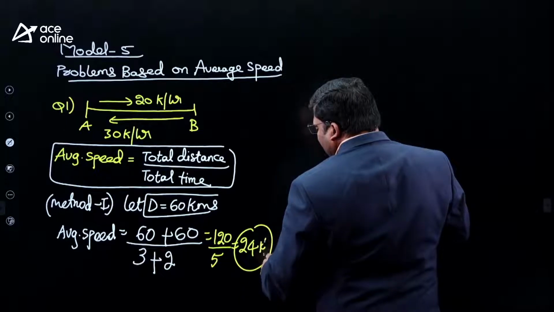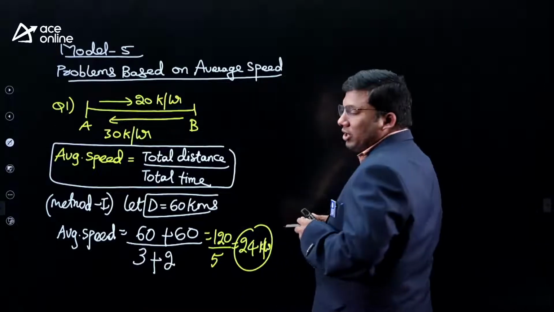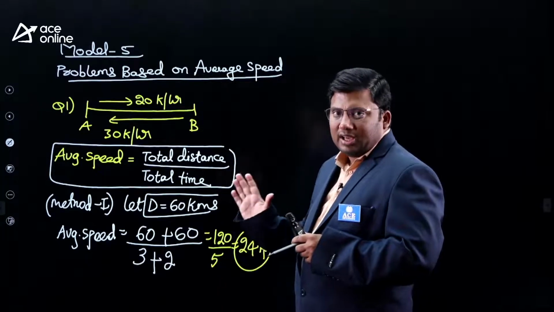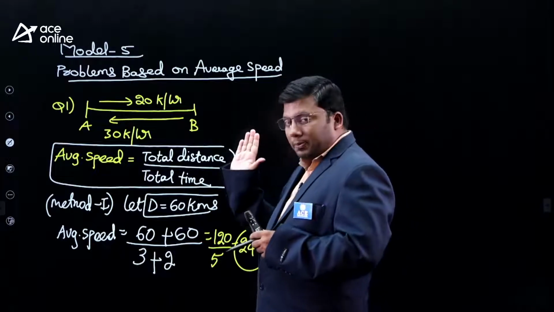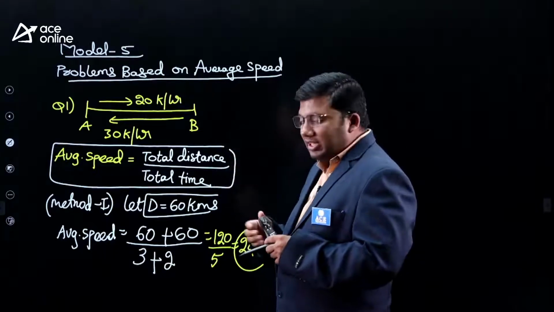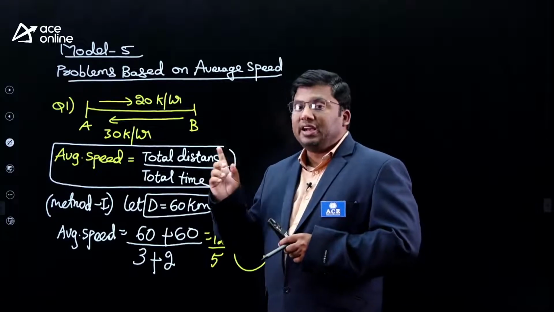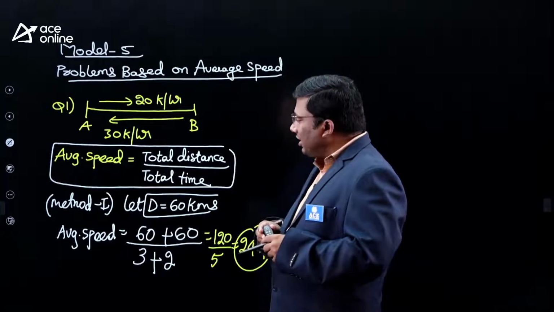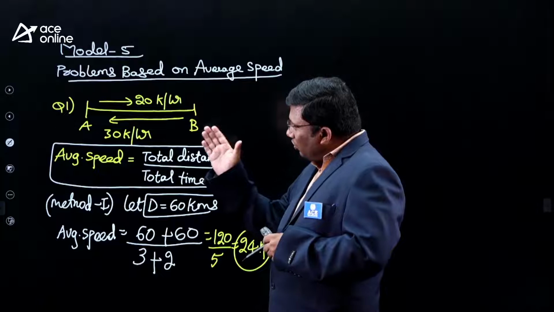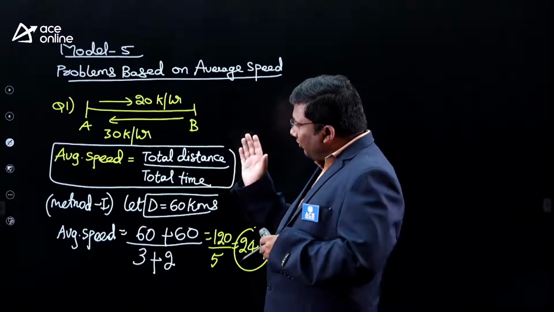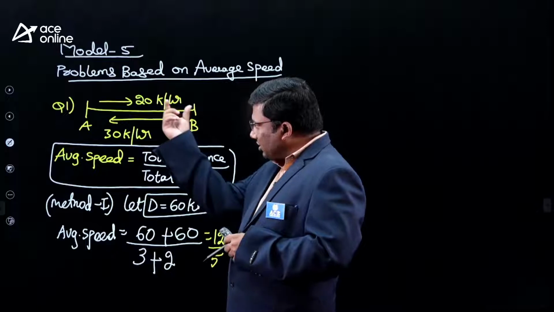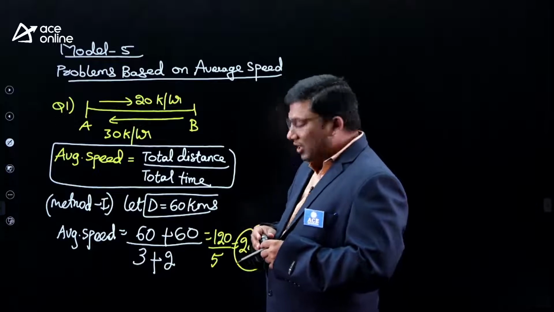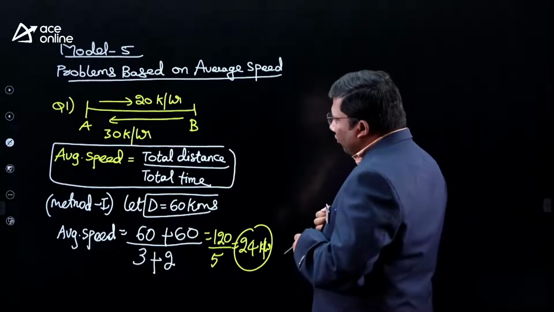24 kilometers per hour. This is what most of the textbook teachers use as the concept. I hope the idea is clear. 20 kilometers per hour, 30 kilometers per hour. What is not constant? Speed is not constant. Distance is constant. Let D be equivalent to the LCM of 20, 30, which is 60. Going from A to B, 60. Coming from B to A, 60. 60 kilometers in 3 hours. 60 kilometers in 2 hours. So 120 by 5, which is 24 kilometers per hour.